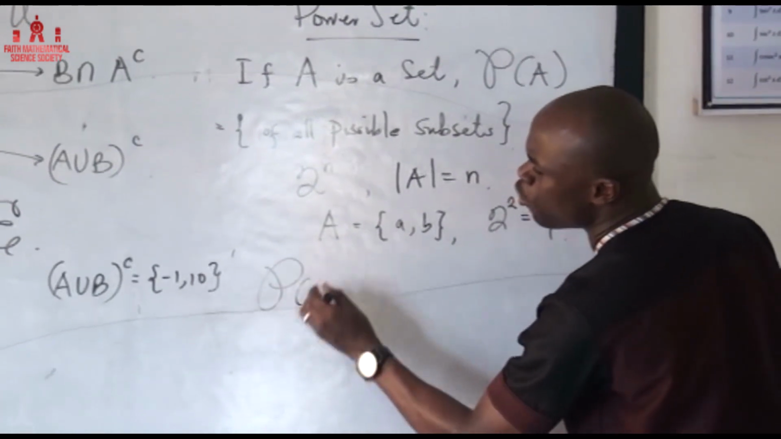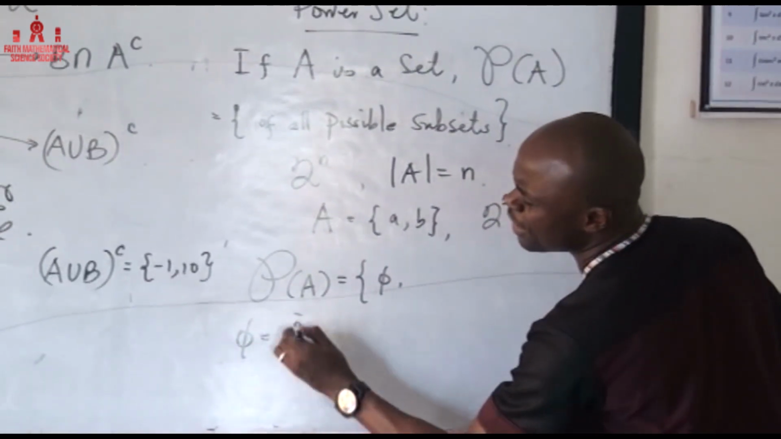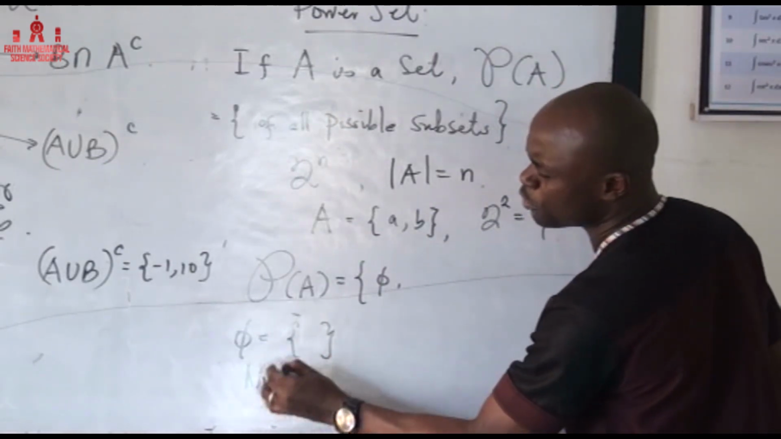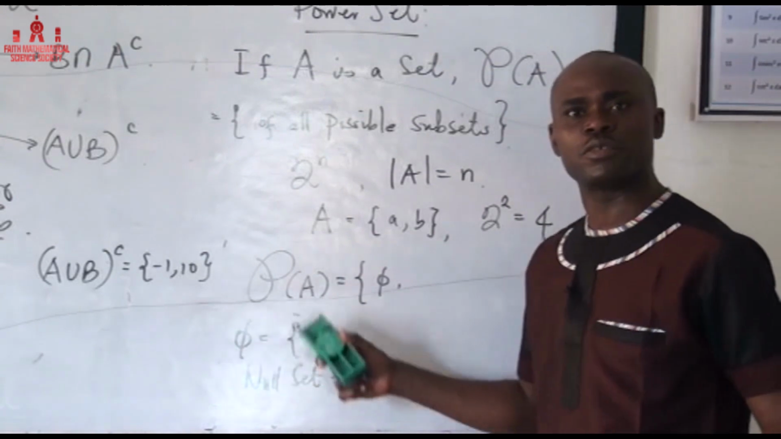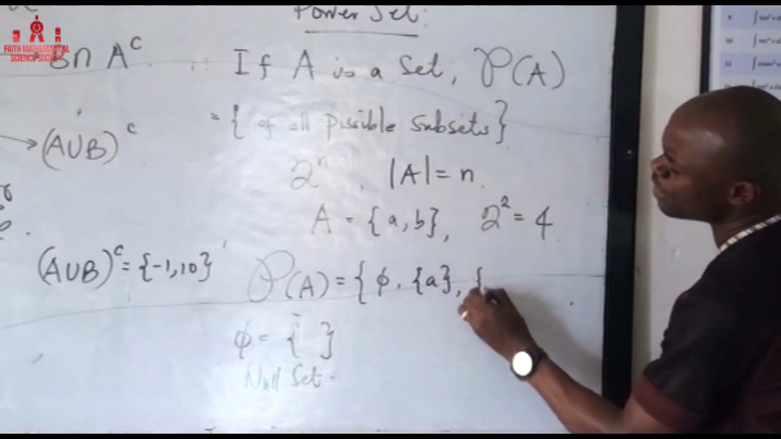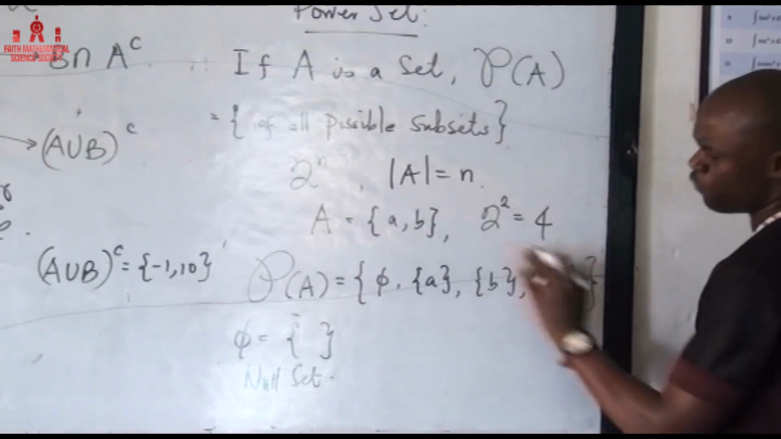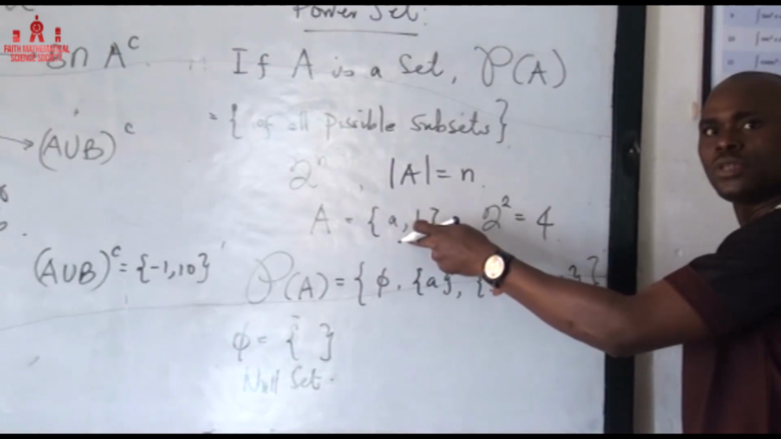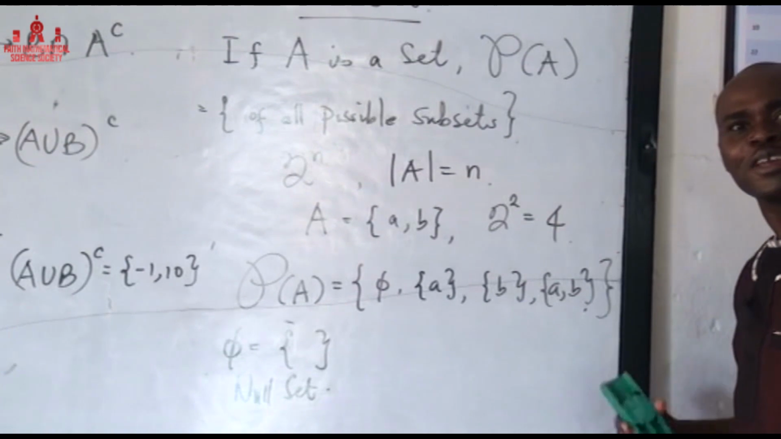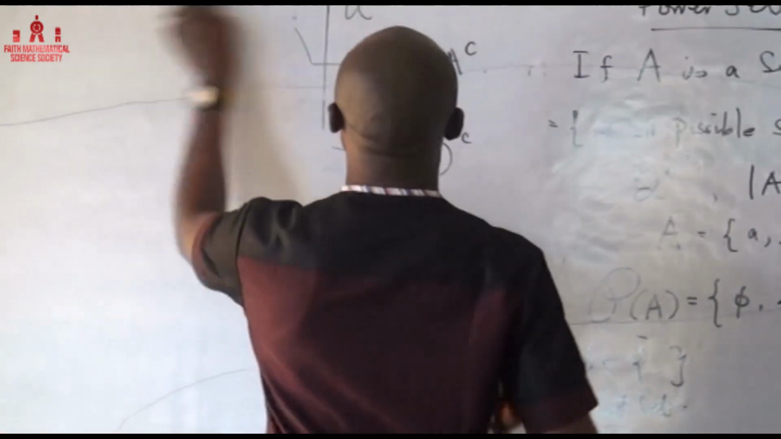The power set of A is going to be equal to the empty set. Remember, I didn't talk about the empty set, but the empty set is a set that contains no element. It is also called the null set. So we have this, we have the set {a}, we have the set {b}, and finally we have the set {a, b}. This is the collection of all the possible subsets of this set A. That is what we refer to as the power set of a given set. So we end like this, with the application of this set theory.